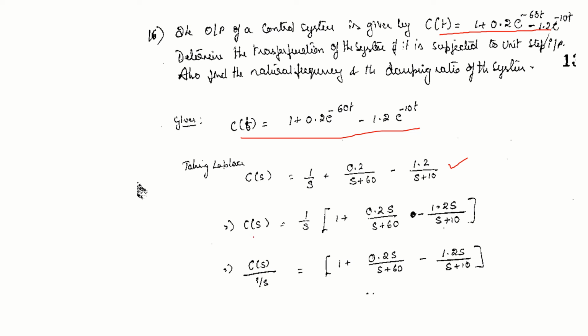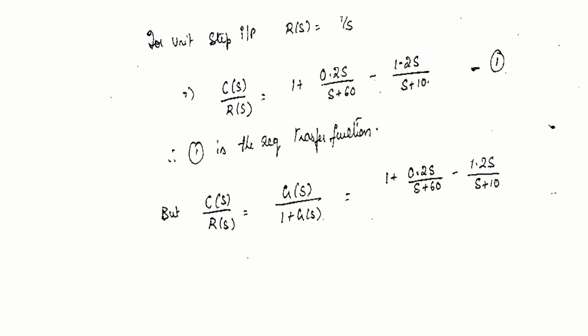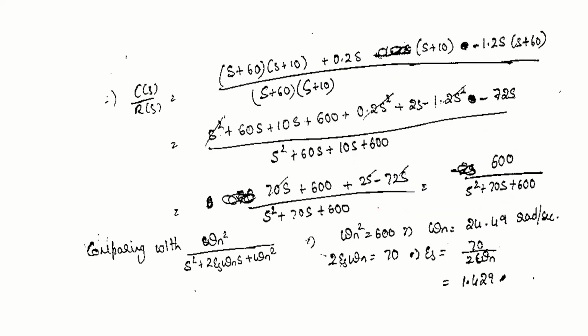So now C of s is equal to, take out 1 by s common. I have taken 1 by s because it is a step input, so I can replace that with R of s. Then I will get it this way. Now C of s, G of s, 1 plus. Now if you take the LCM, you will get this. So that is the one you will get.